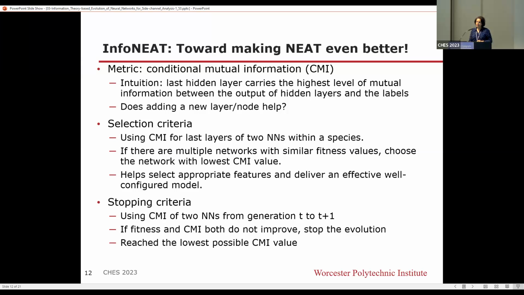And the next point is: when can I stop evolving the neural networks? Comparing what I had in the previous generation and what I have achieved in the next generation, and comparing the mutual information again, it is possible to say that it's time to stop. The neural network has learned enough to tackle the problem now.